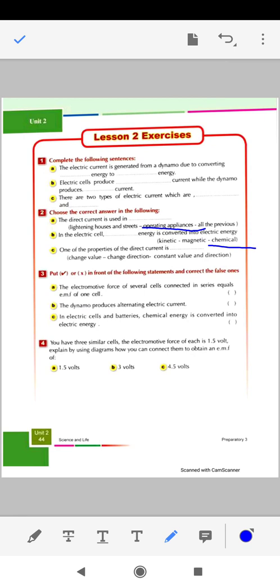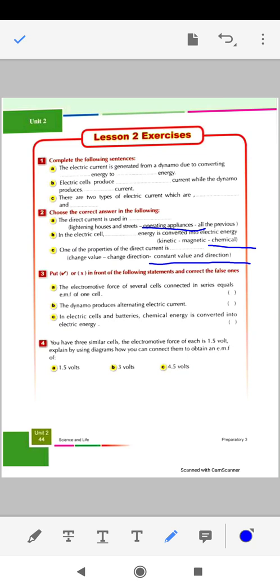One of the properties of the direct current is change value, of course not. Change direction, also no. Constant value and direction, sure, this is ours. Whereas alternating current has variable direction and value.